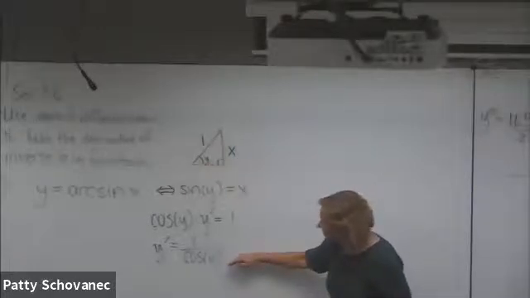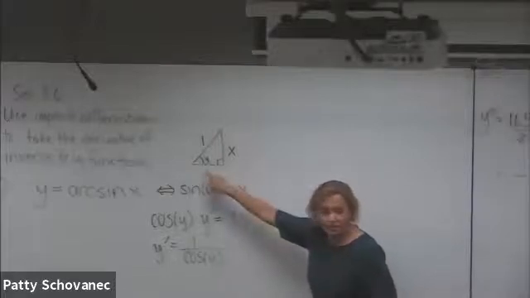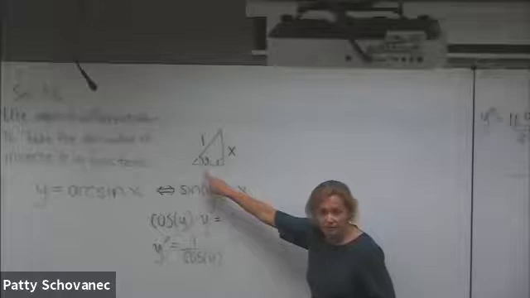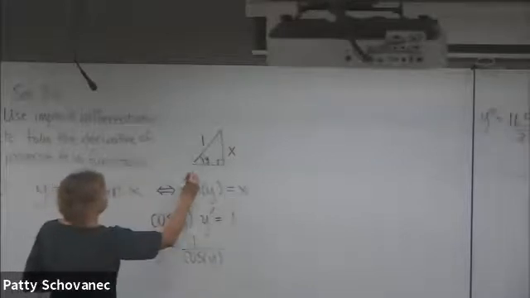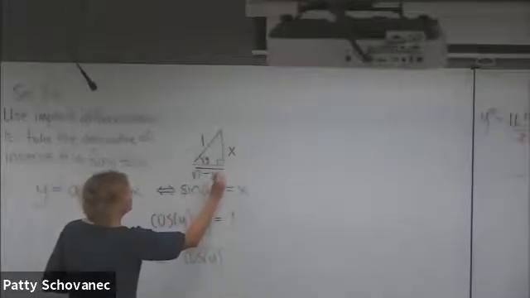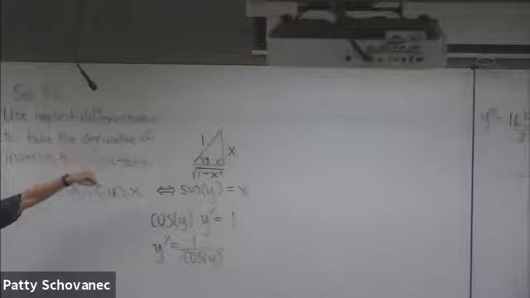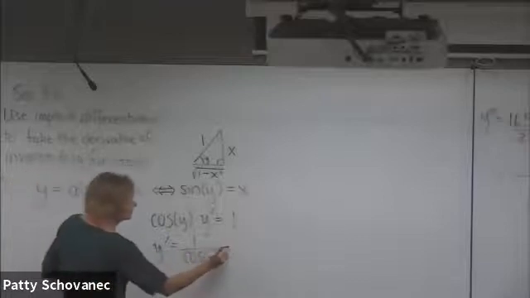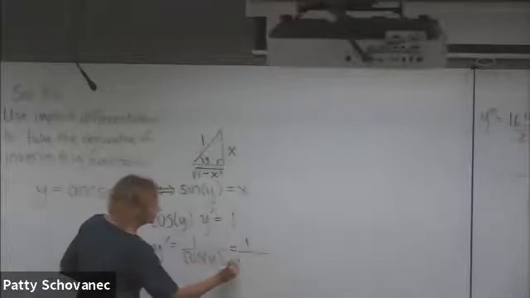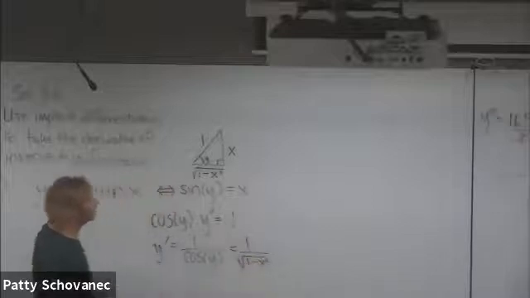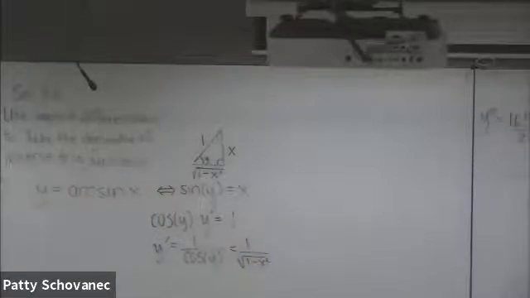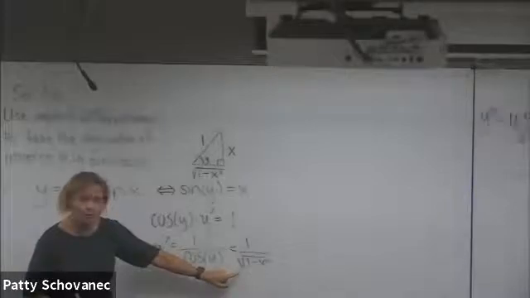And if I want to use that triangle to tell me what the cosine of y is, then I need to get the adjacent side as a function of x. What would it be? Square root of 1 minus x squared. And so there it is. The cosine of that y is the adjacent over the hypotenuse, and the hypotenuse is just 1. So what we've discovered here is that if y is the arc sine of x, its derivative is 1 over the square root of 1 minus x squared.